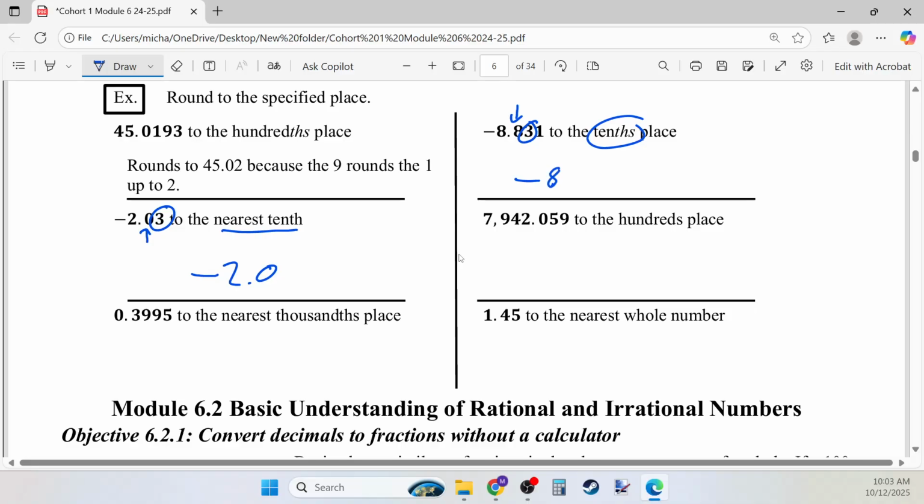Negative 8.8. Let's do this one. Nearest whole number, we're rounding to here. So we check that. 4 rounds down. 1.0. Not too bad.